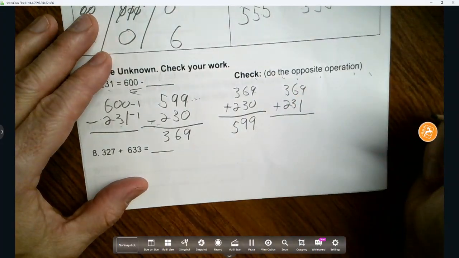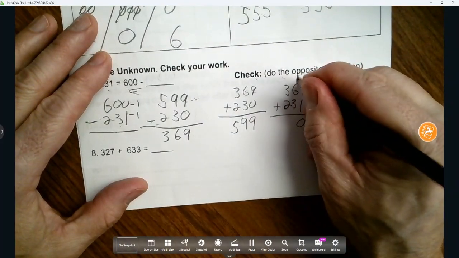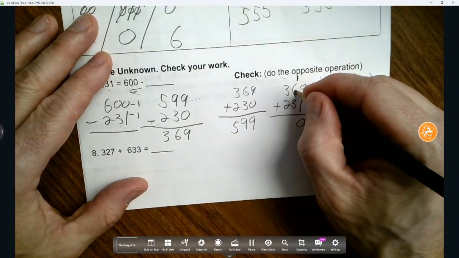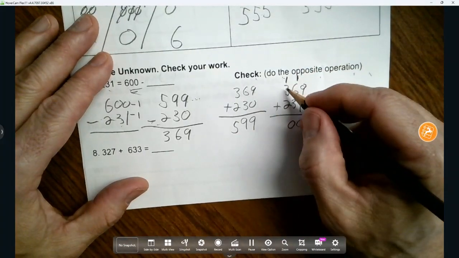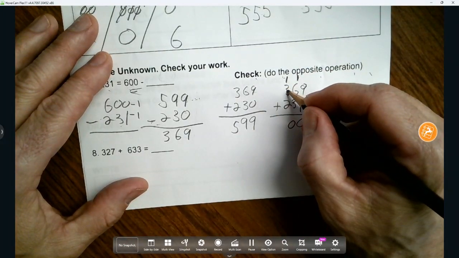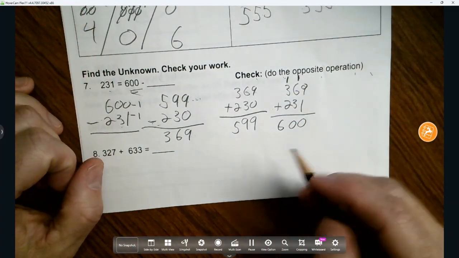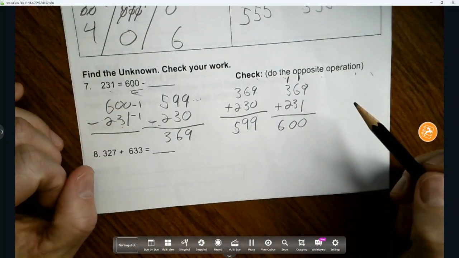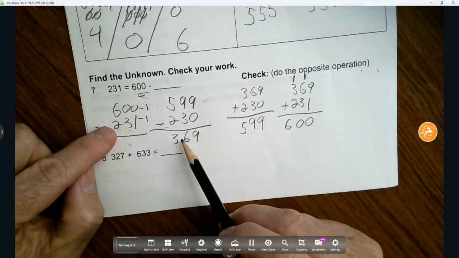231, so 9 plus 1 is 10. 6 plus 1 is 7, plus 3 is 10. Carry that 1 again. 1 plus 3 is 4. 4 plus 2 is 6. Oh, there's that 600. If you got the 599, it scared you the first time. Just remember, this is the answer we needed for here. So don't let that confuse you.